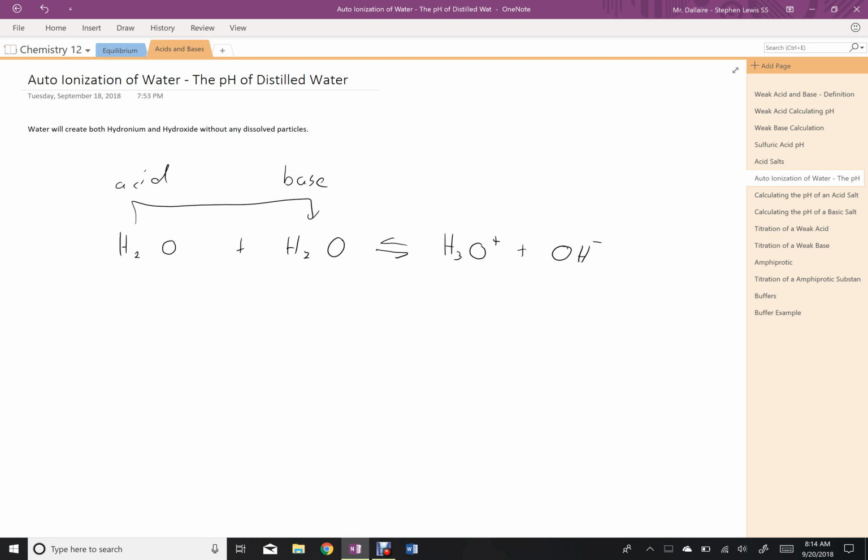the water at all. The concentration that these things will build up in distilled water at some, I don't know, 25 degrees C or something, some normal temperature, is 1 times 10 to the negative 7 molarity. So very, very little for both.